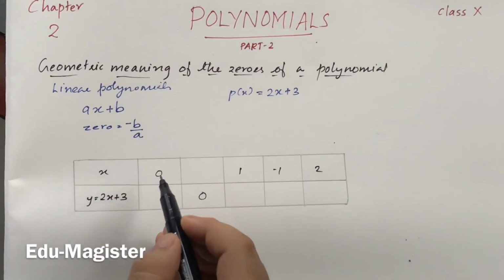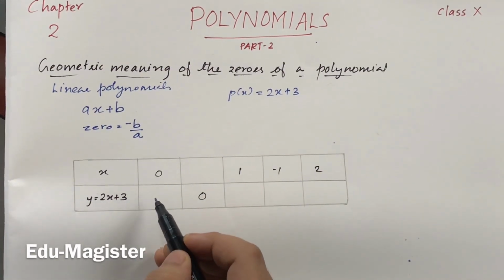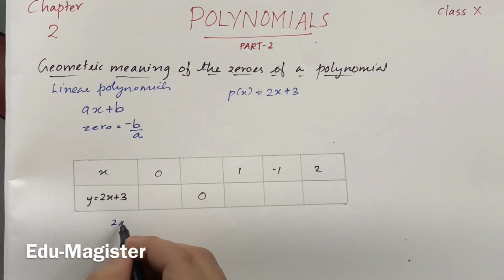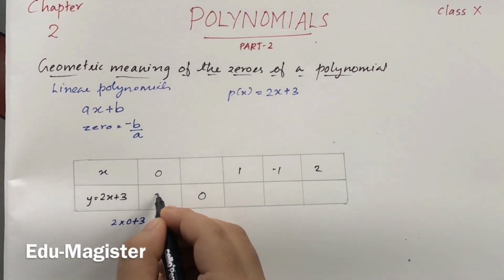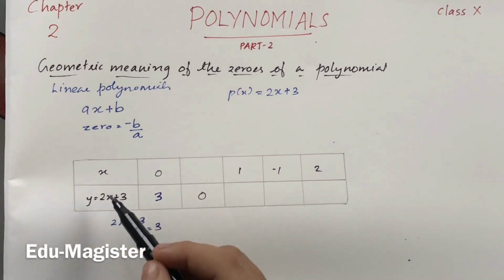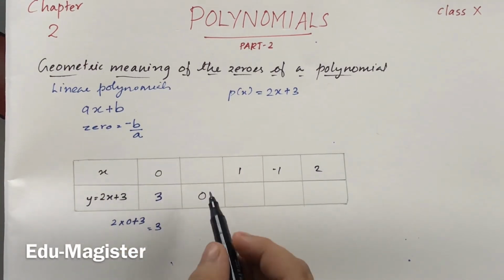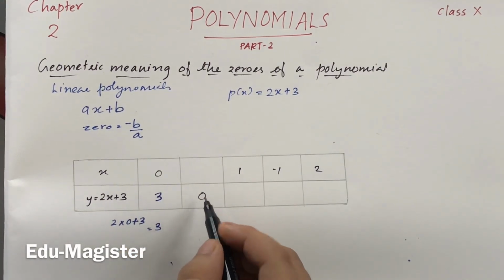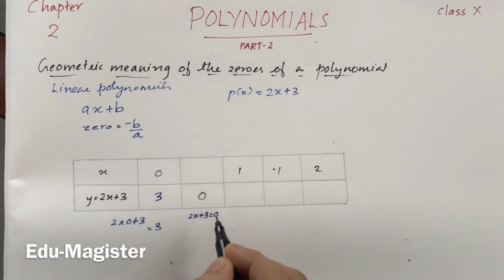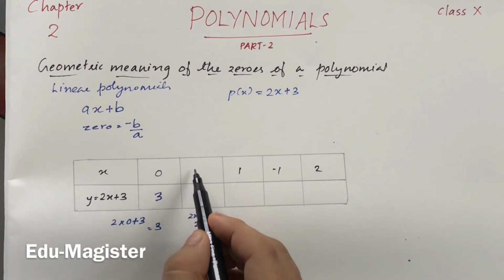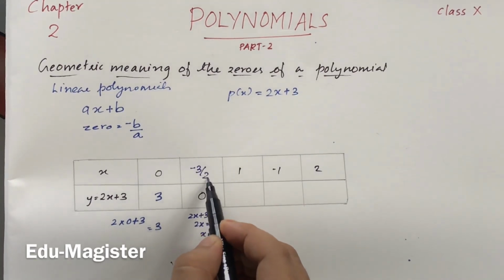So suppose x is equal to 0, what is the y value? 2 into 0 plus 3, which is 3. You have to replace x by 0. Now, when y is equal to 0, what is the x value? y equal to 0 means 2x plus 3 is equal to 0, 2x is equal to minus 3, and x is equal to minus 3 by 2, right? So, the x value is minus 3 by 2.